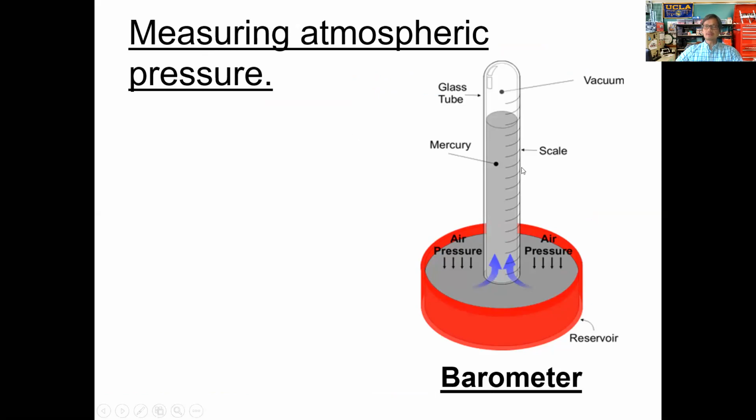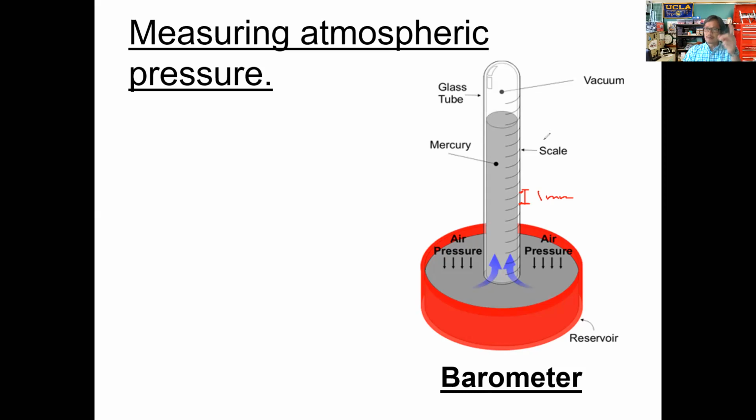This barometer works by taking a dish full of mercury, and then you take a test tube that's marked off in increments of millimeters. Each tick mark represents a millimeter of space. You fill the tube with mercury, flip it upside down, and put it inside this dish.